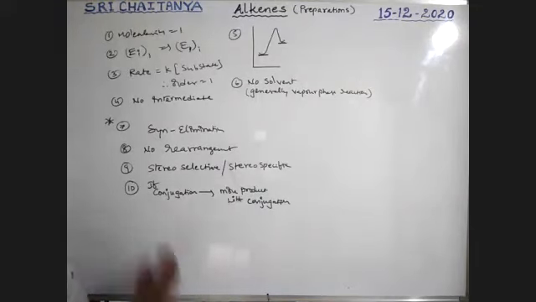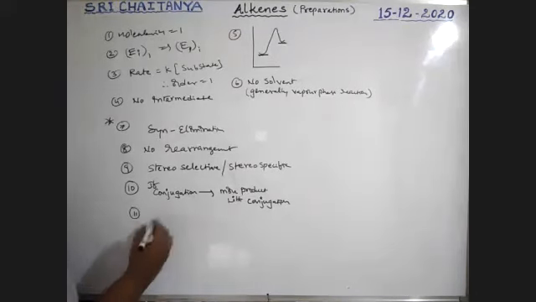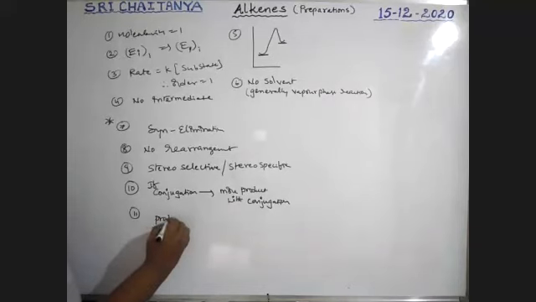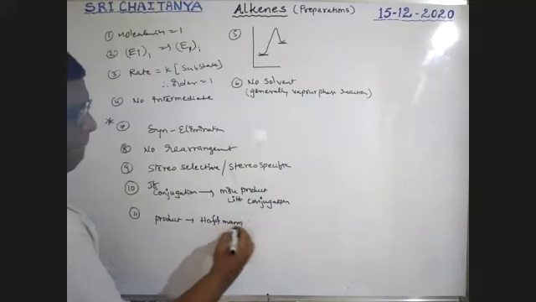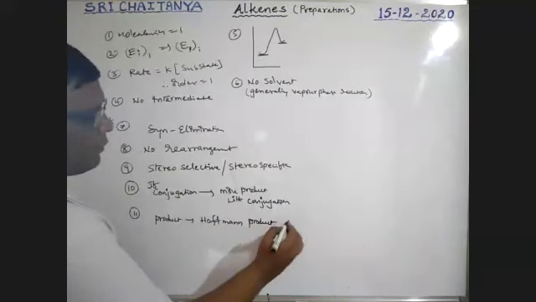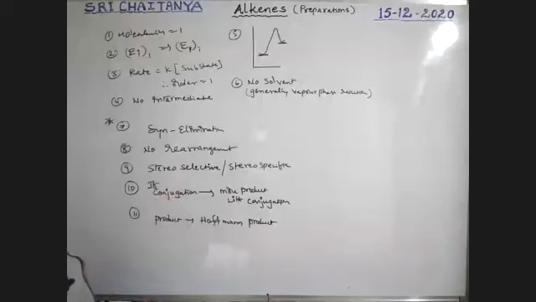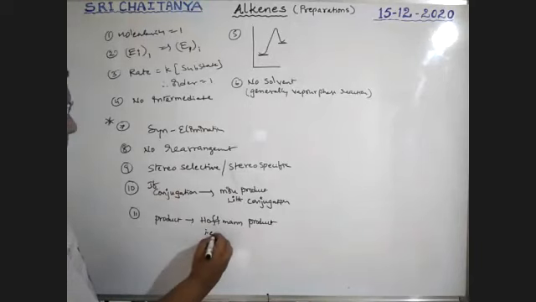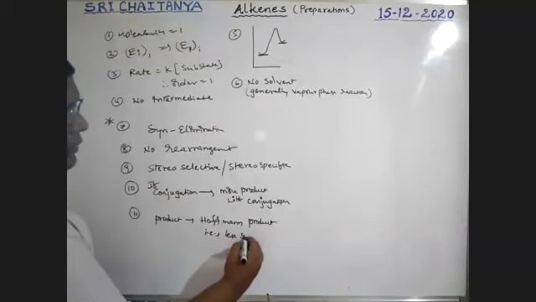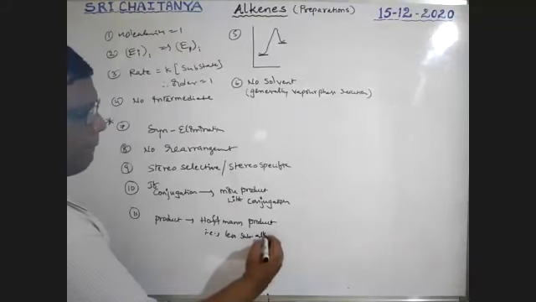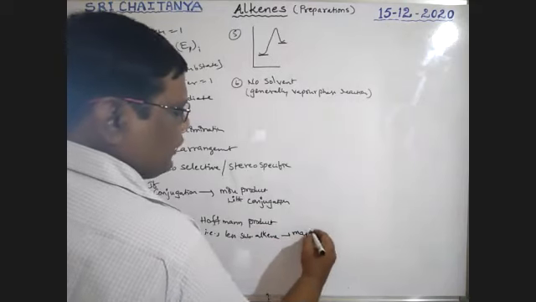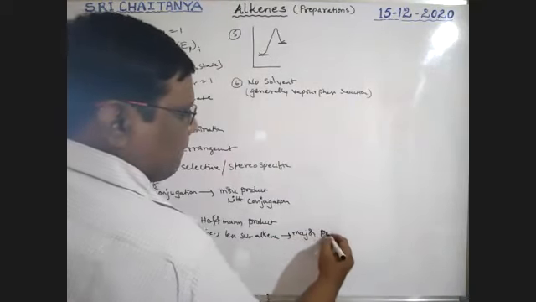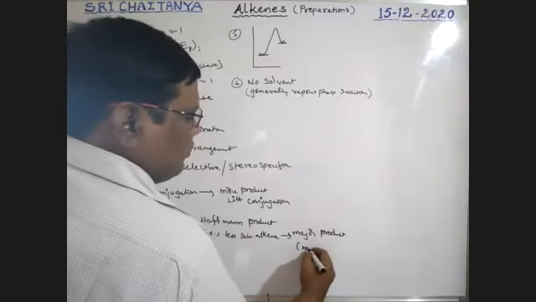Next one. The products follow the Hofmann product. That is, the less substituted alkene is the more predominant. The less substituted alkene is the major product, that is, more yielded.